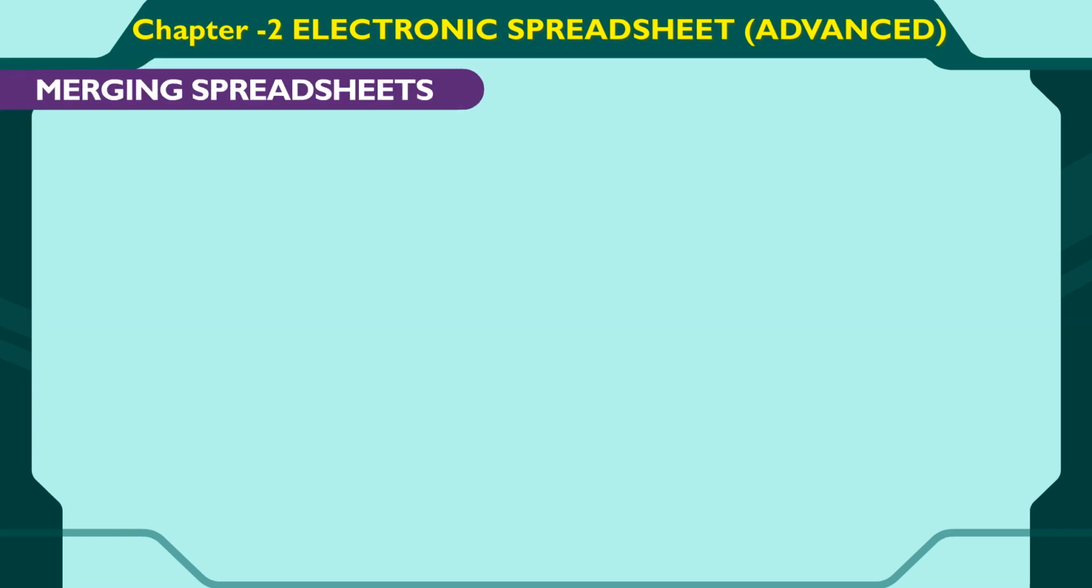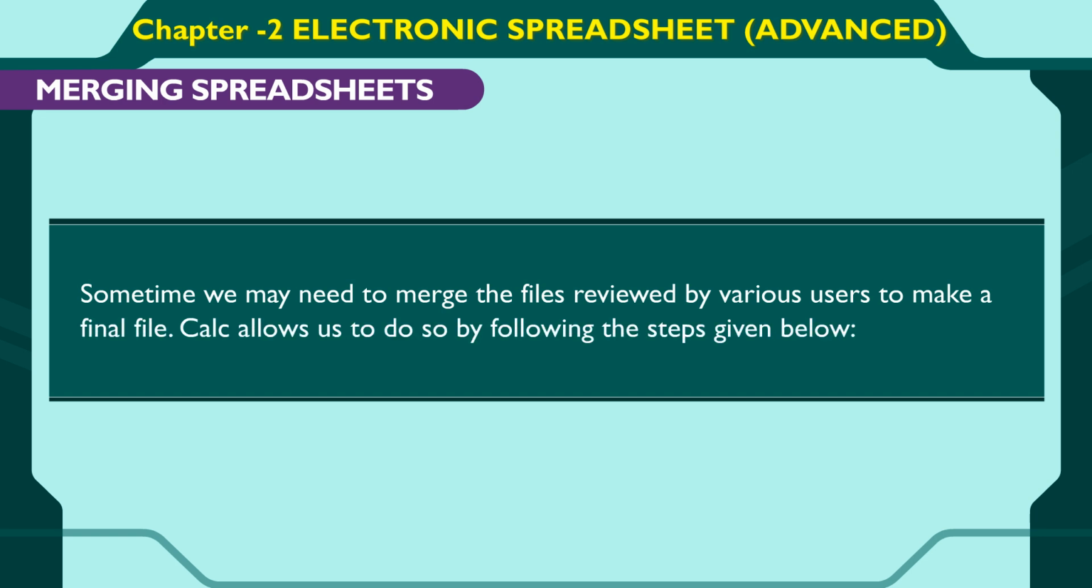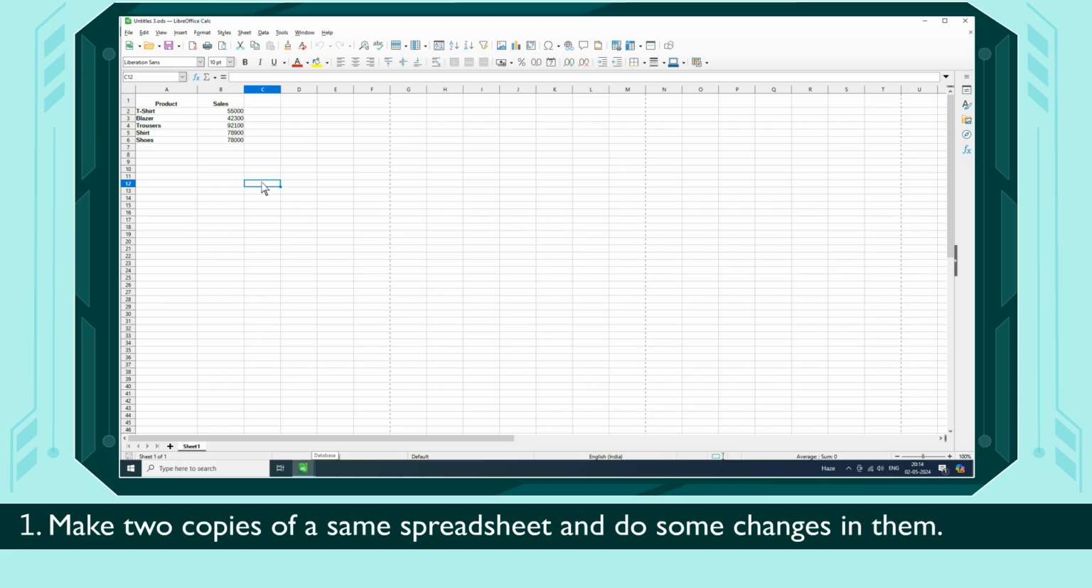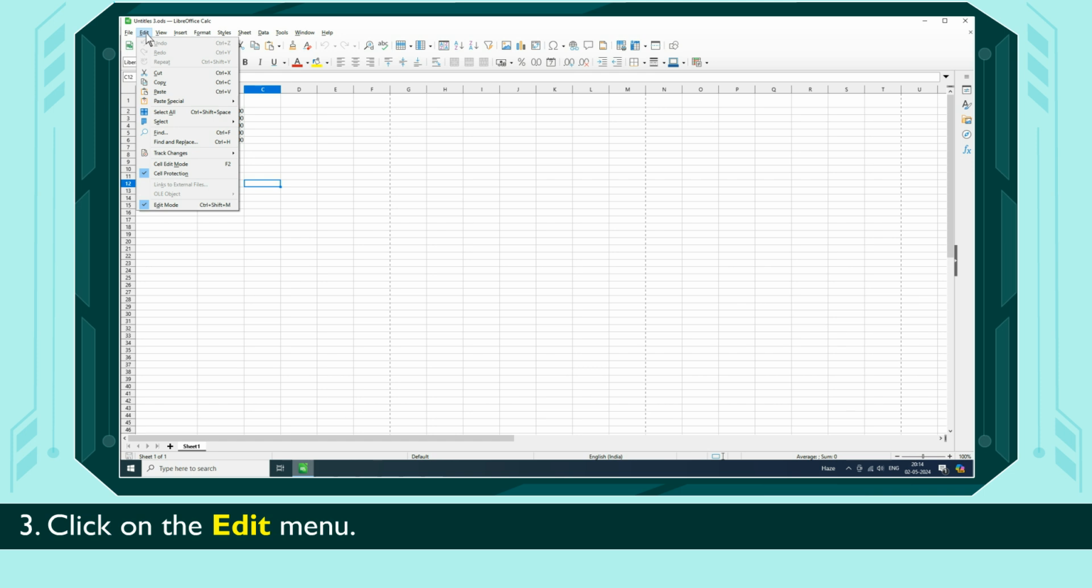Merging spreadsheets. Sometimes we may need to merge the files reviewed by various users to make a final file. Calc allows us to do so by following the steps given below. 1. Make 2 copies of the same spreadsheet and make some changes in them. 2. Open any of these files. 3. Click on the Edit menu.